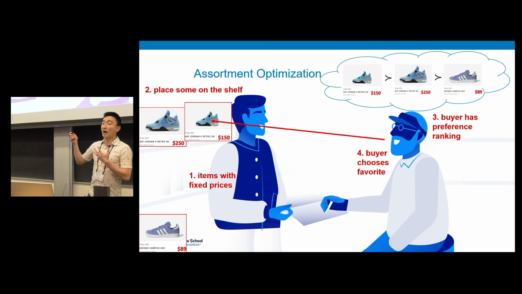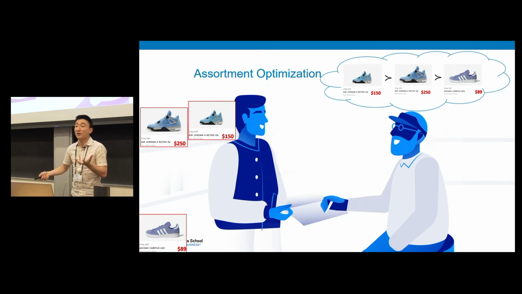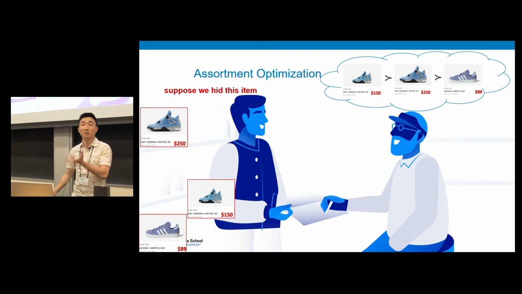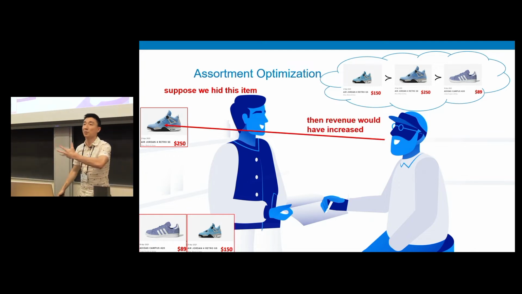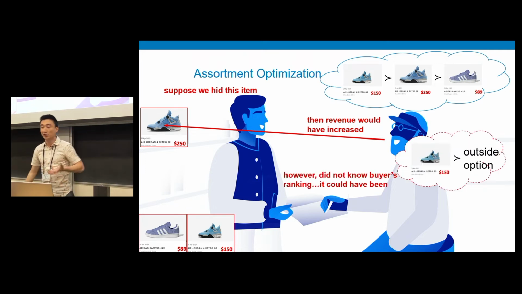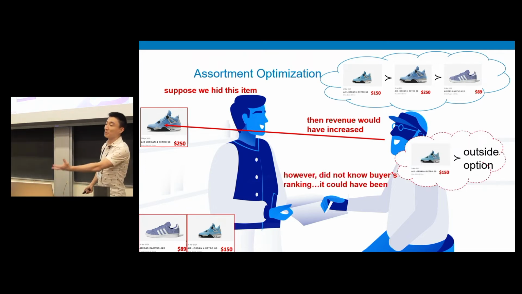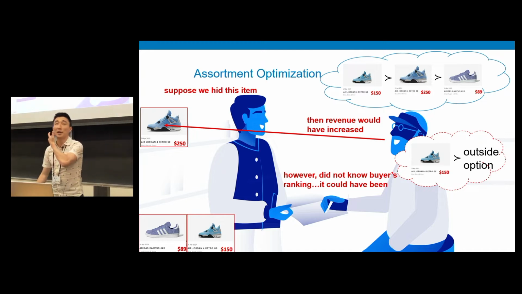But now, here we could have made more money if we didn't carry the $150 pair. Because then the buyer would have only gotten their second choice, but they still would have been happy to buy this pair, and we would have earned more revenue. Now, of course, life isn't always this easy, because there are other buyers in our population who have different rankings. Maybe some people only want the $150 pair, and if you don't carry that, they're going to go to your competitor's store. They have an outside option.